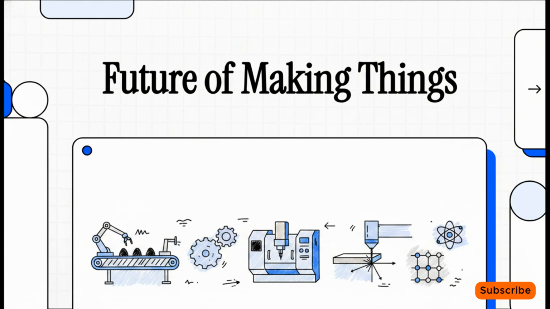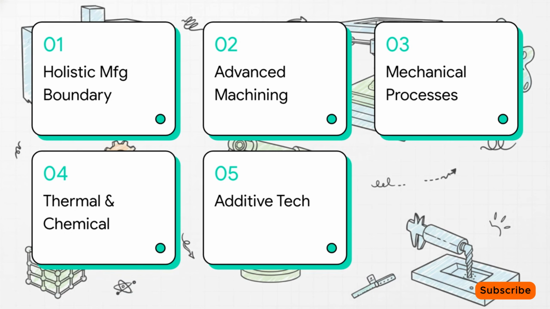Today, we're exploring the fascinating journey from the massive, macro level view of a manufacturing system all the way down to the micro level physics of advanced machining. We're going to unpack exactly how engineers are pushing the absolute boundaries of physics to cut, shape, and ultimately build the future. We have a really clear roadmap for today.